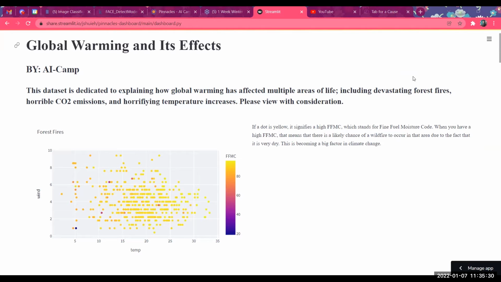So, global warming and its effects by AI Camp. This dataset is dedicated to explaining how global warming has affected multiple areas of life, including devastating forest fires, horrible CO2 emissions, and horrifying temperature increases.